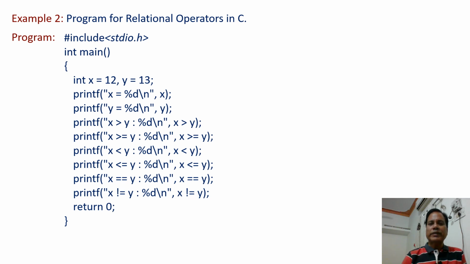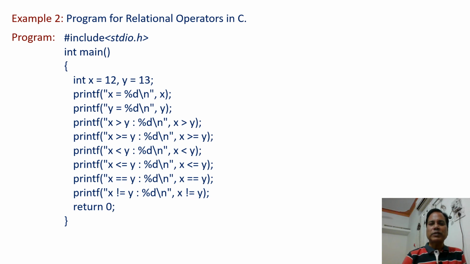So int x = 12, y = 13; Using this statement we declare the two integer variables x and y. Simultaneously, initial values are set. x is set as 12 and 13 is assigned to the variable y. Now the next statement is printf.